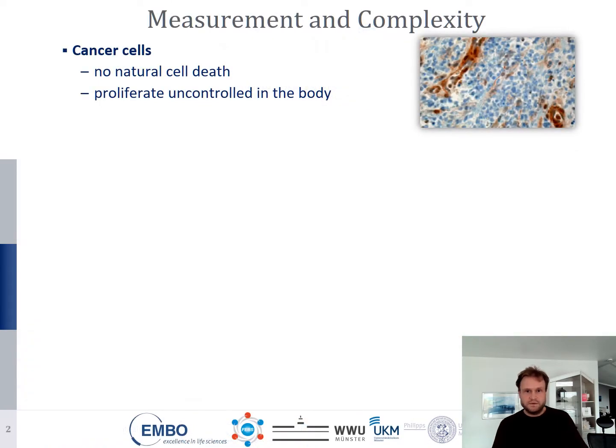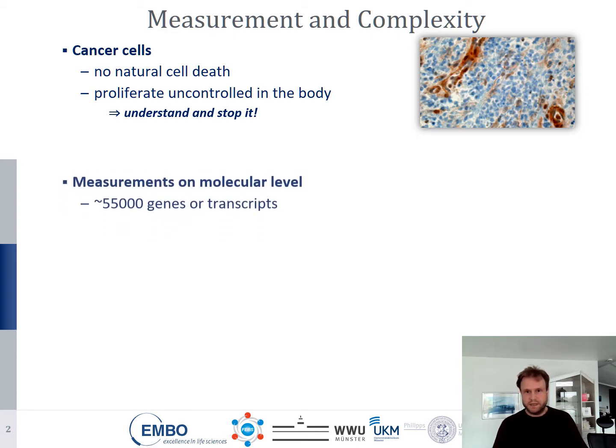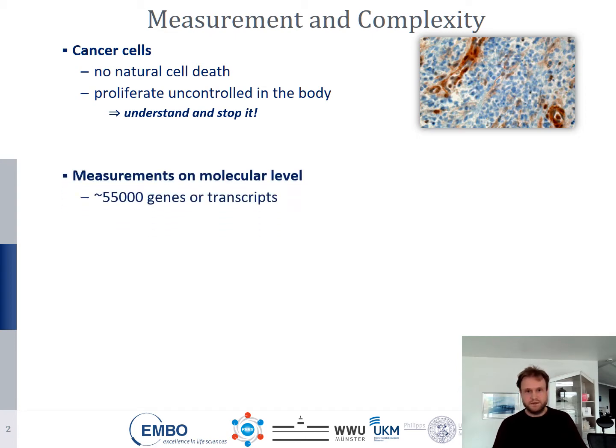First, let me introduce you to the problem we are trying to solve. You see a microscope image of cancer cells, and of course you know they show no natural cell death and proliferate uncontrolled in the body, and we need to understand it in order to be able to stop it. And for this, we measure on a much more granular molecular level, not just on microscope level, over 55,000 transcripts.